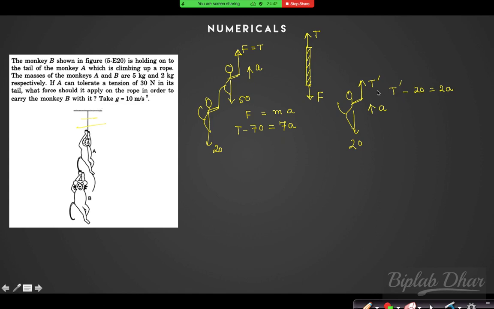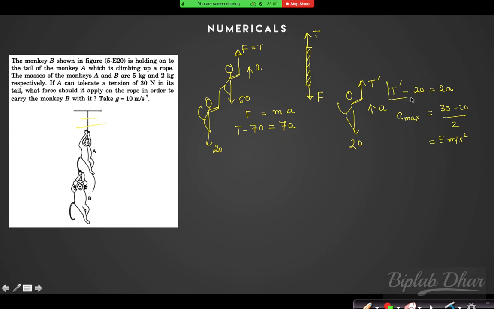Yes, sir. In that case, there is a maximum value of this T prime. So if I have to find the maximum value of a, what is the maximum value of a? Can I say T prime is equal to 30, so a is 30 minus 20 divided by 2, so that is 5 meter per second square. Please repeat this part, sir.